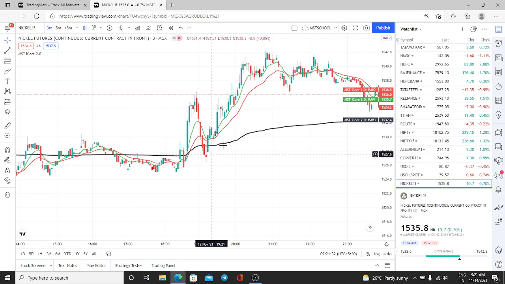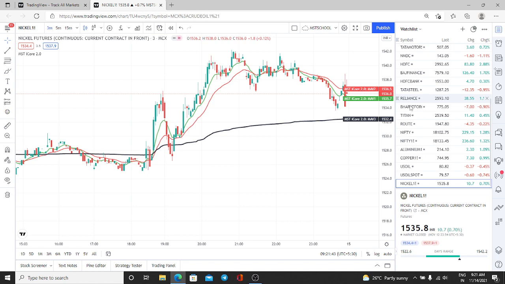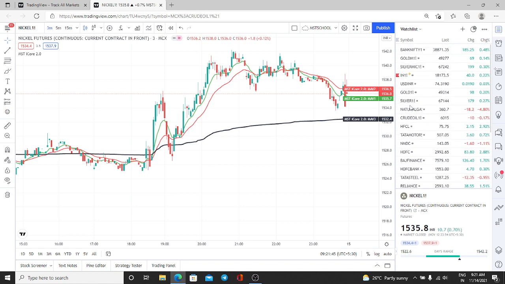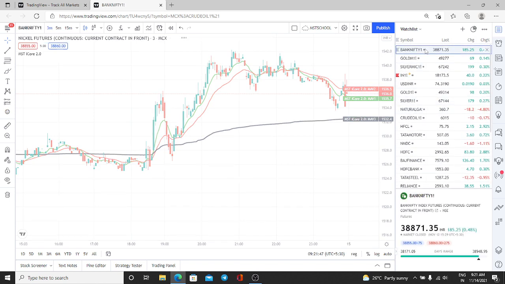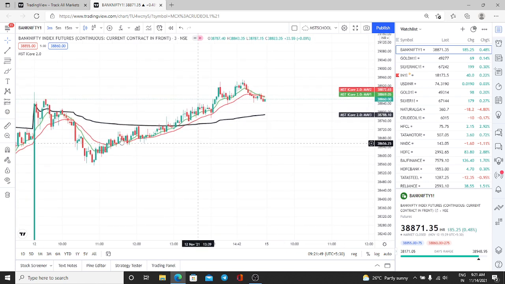See here, this I'm showing in Nickel. This is the junction. Immediately it has given the targets. The reversal, it has touched the VWAP, then again it has gone up. So this strategy you can use in any script, or you can use it in Bank Nifty also. Up to this level it is in a sell trend only. So here only 9 and 21 are crossing the VWAP.